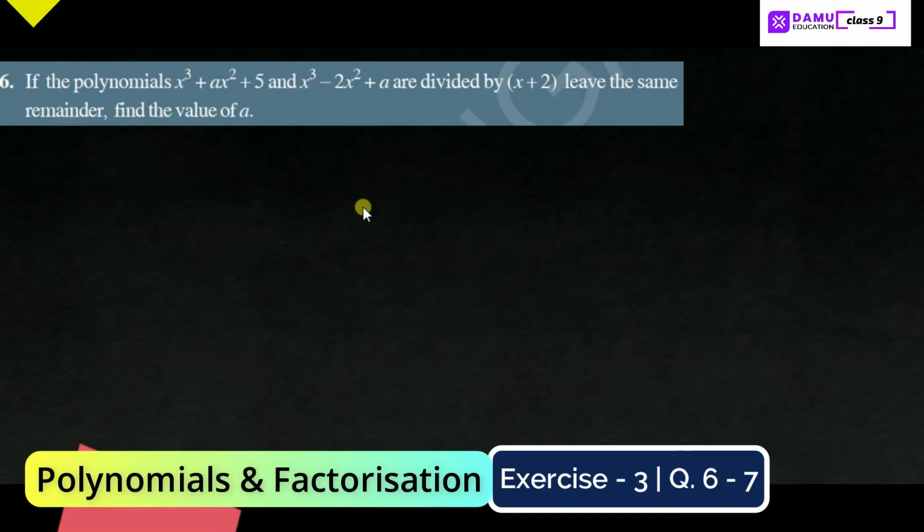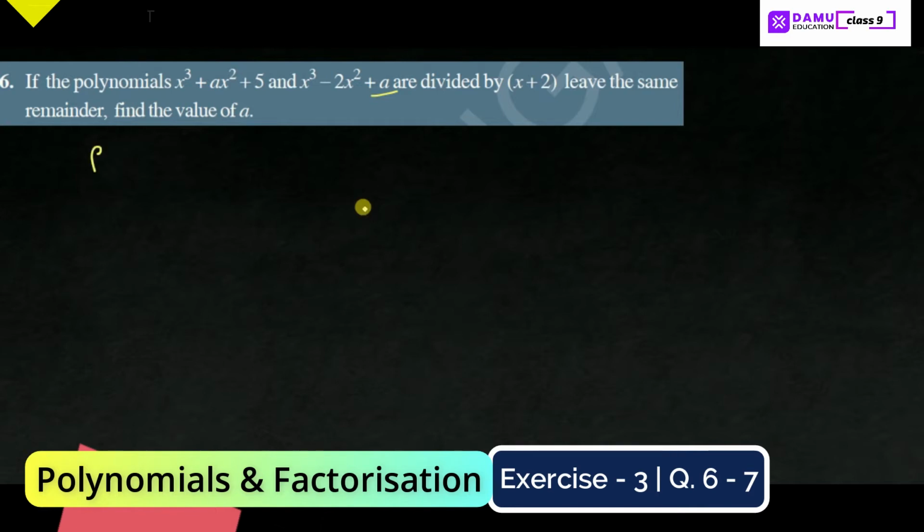So in this module, we are going to discuss the sixth question. If the polynomials x cube plus ax square plus 5 and x cube minus 2x square plus a are divided by x plus 2, they leave the same remainder. Find the value of a.